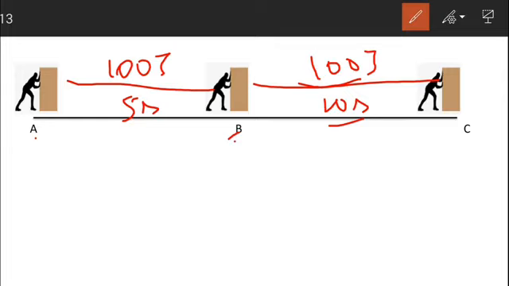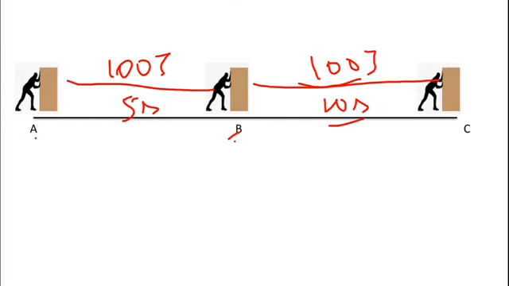Let us try to calculate power here. From A to B we can find the power as total amount of work, that is 100 joule, divided by total time taken, 5 seconds. So it comes out to be 20 joule per second. It means from A to B, person A is spending 20 joules of energy every second.